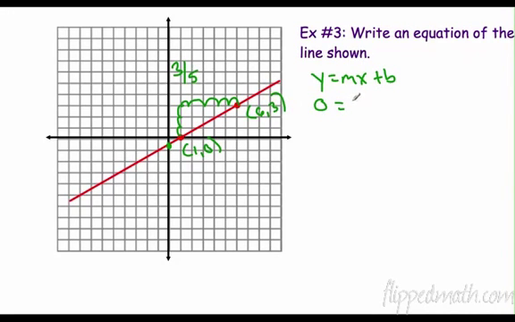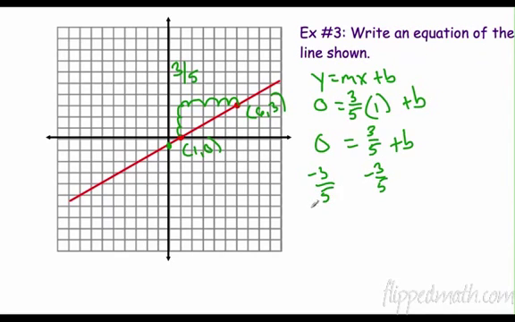So my slope is 3/5. So 3/5 times what's x? X is 1 plus b. Now I solve it. 0 equals 3/5 times 1. That's a hard one. I don't know. Oh, 3/5 plus b. Subtract 3/5 from both sides.